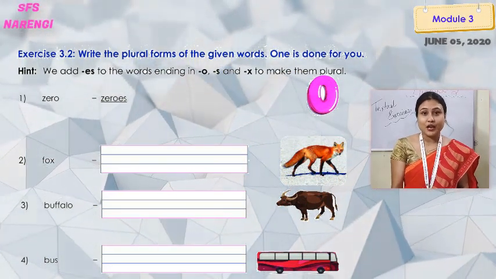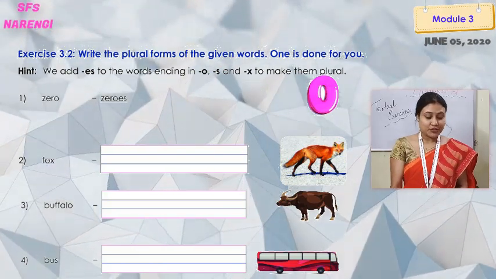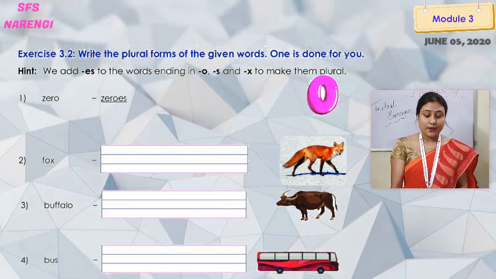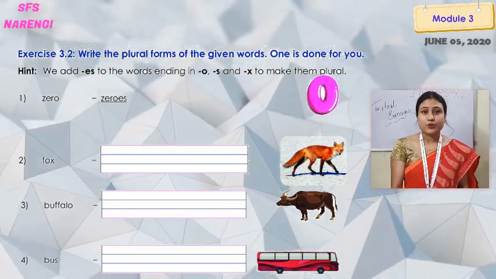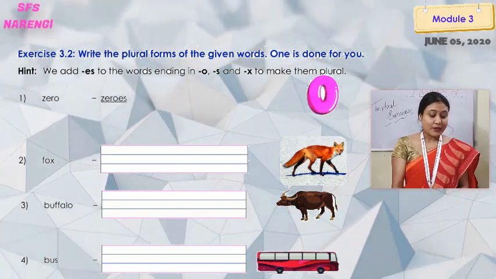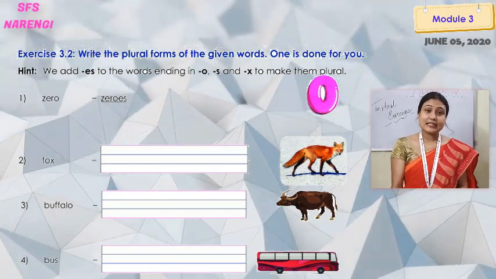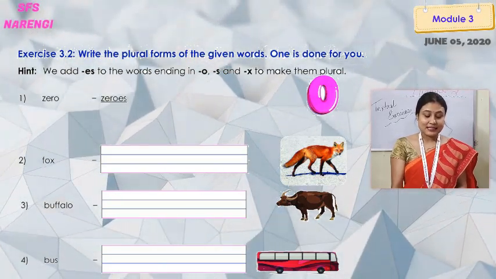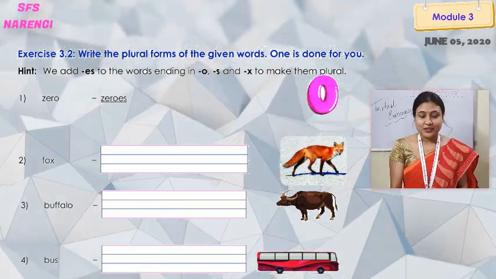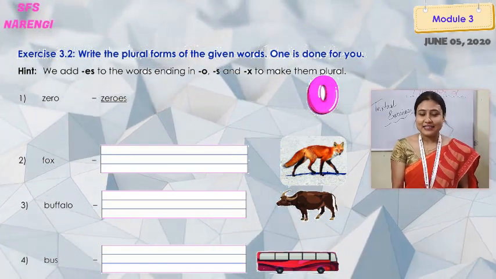So what will we do now? Exercise 3.2. What is exercise 3.2? Write the plural forms of the given words. One is done for you. Here we have one hint too. What is it? We add ES to the words ending in O, S and X to make them plural. The hint is very helpful as we have already done this in our example.